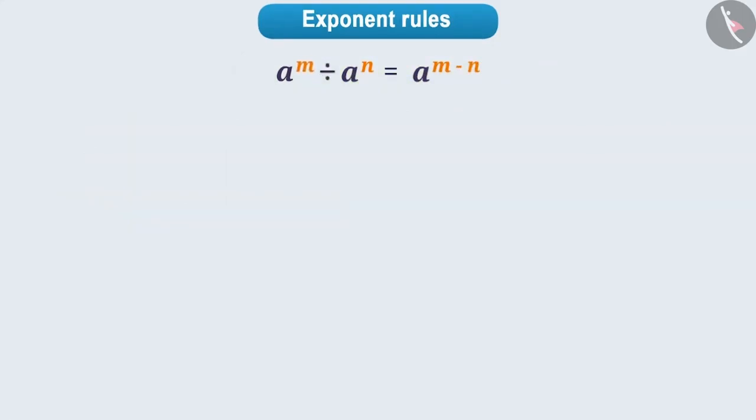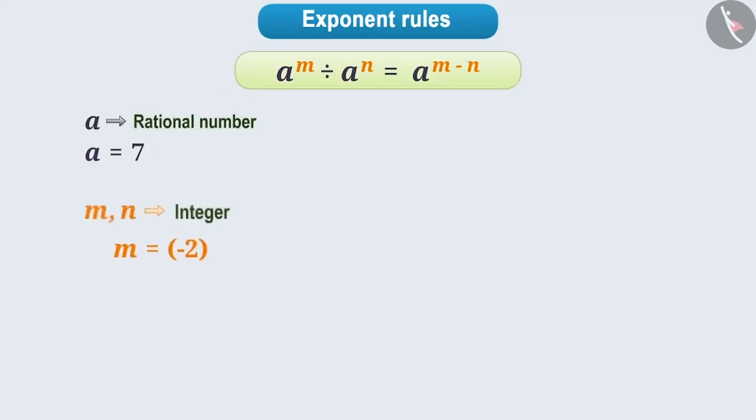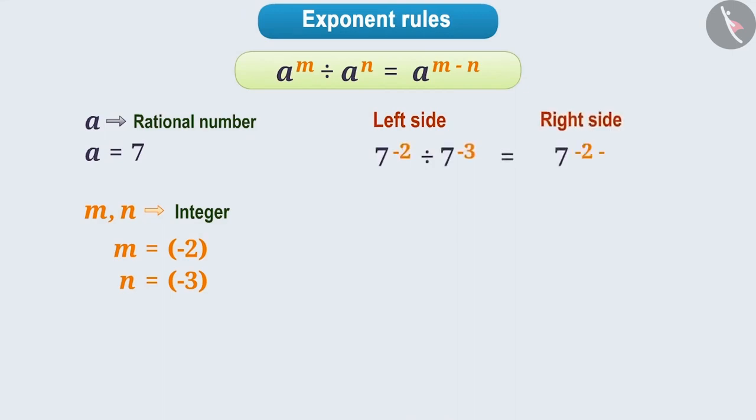Now let's talk about a to the power m divided by a to the power n is equal to a to the power m minus n. Here, if we take a is equal to 7, m is equal to minus 2 and n is equal to minus 3, we get 7 to the power minus 2 divided by 7 to the power minus 3 is equal to 7 to the power minus 2 minus minus 3. Let's find out whether the left side and right side are also equal here. For this, we will simplify the two sides and compare the results obtained.